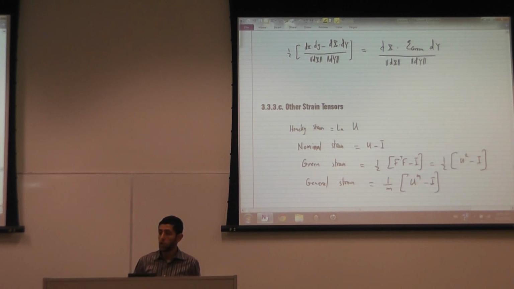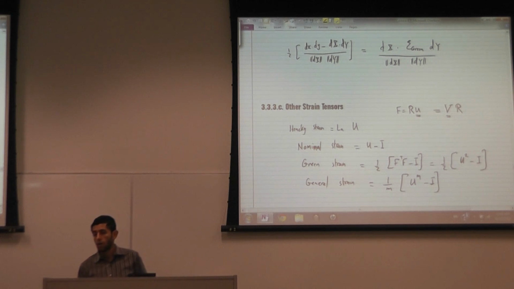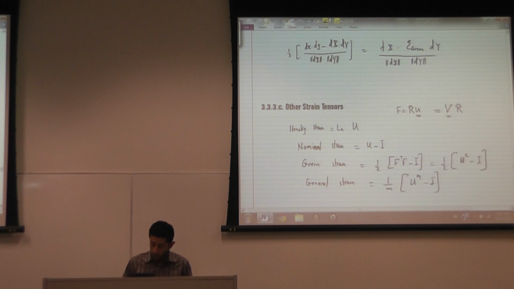A good strain measure, you know right away if it's a function of U or V. We said F is equal to RU, which is equal to VR. You know that it's a good strain measure if it's only looking at the stretch part and not the rotation part of the deformation gradient.